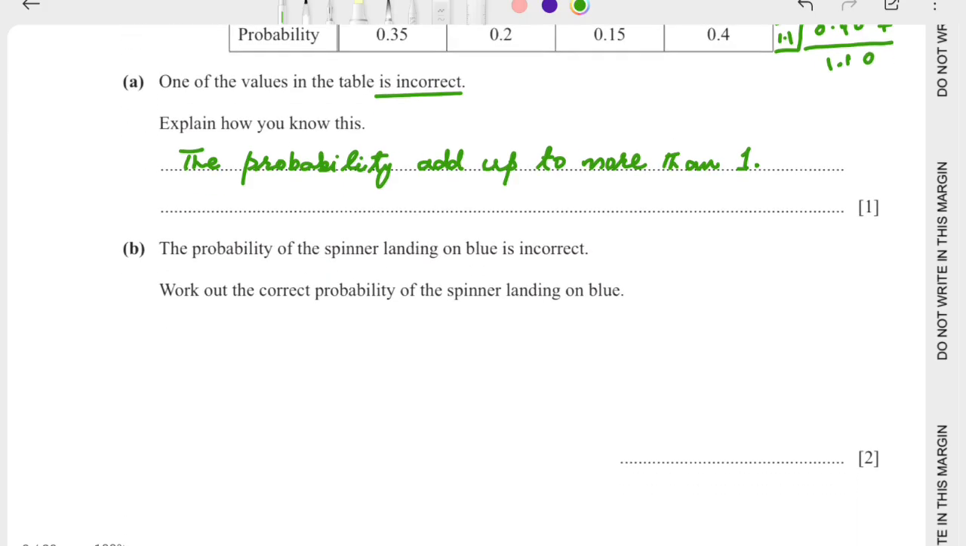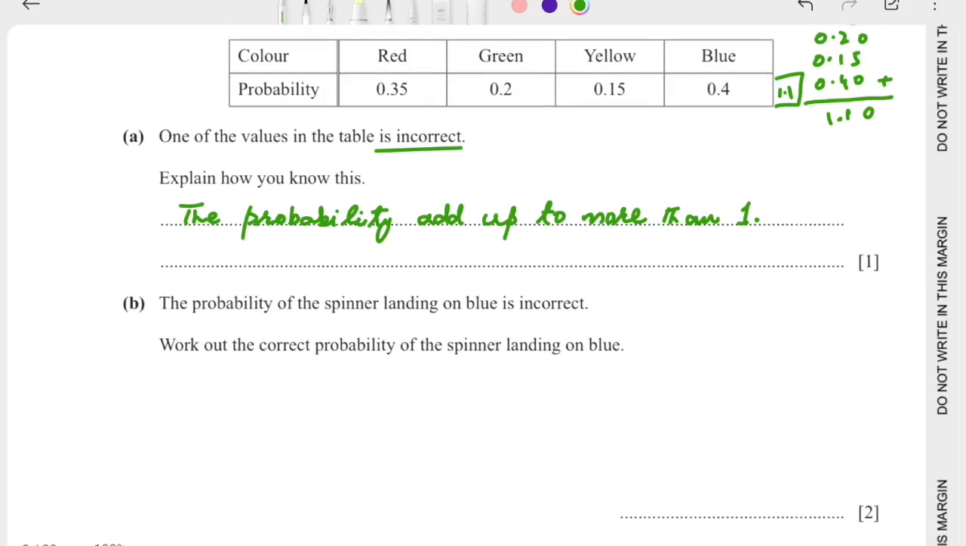B part. The probability of the spinner landing on blue is incorrect. So the probability of blue is 0.4. Work out the correct probability of the spinner landing on blue. So definitely the total was 1.1, and if you subtract it from 1 you get 0.1. Actually this is the error. So this error has to be subtracted from blue as well. So the probability of blue is 0.3.